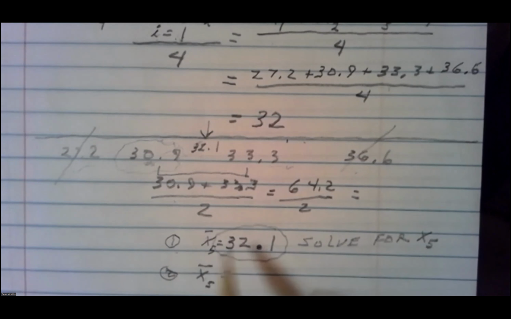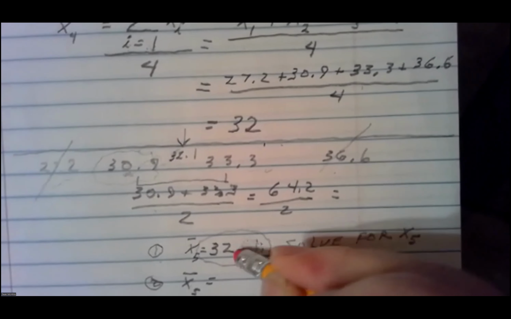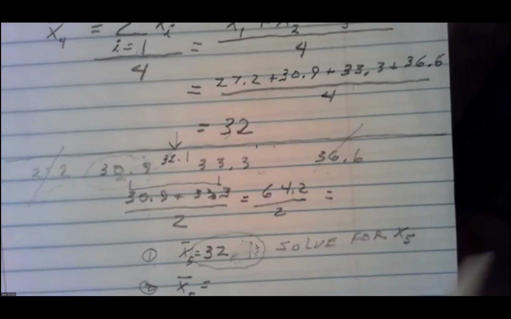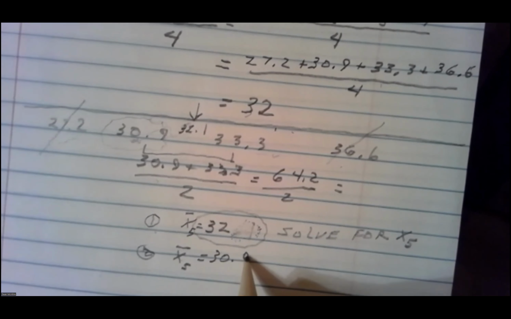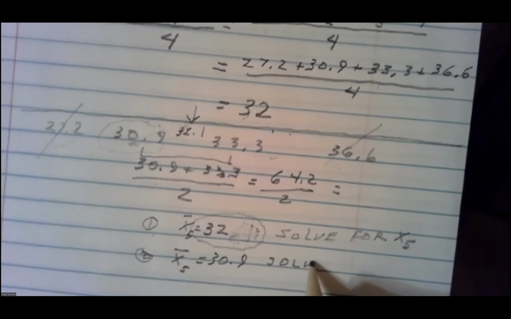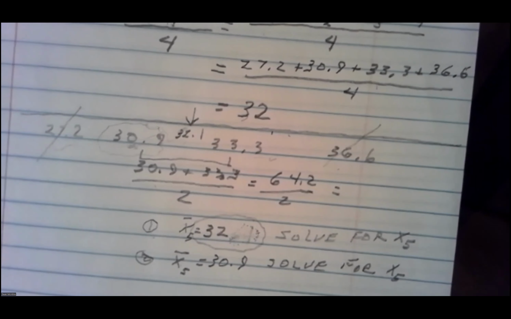So we'll take the first case, we'll take it equal to the mean, which is 32. We let it equal 30.9 and solve for x sub 5. It'll also give us a raw data set where the mean and the median will be equal.